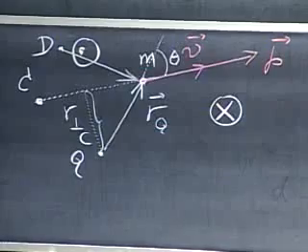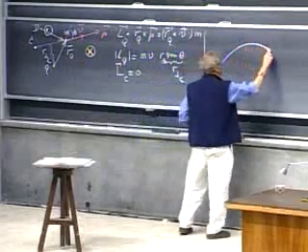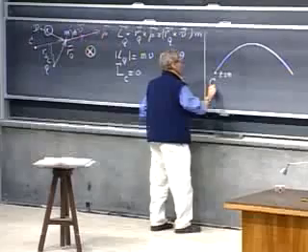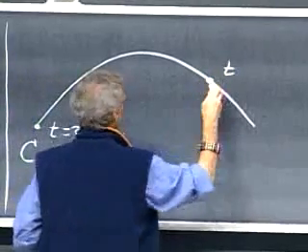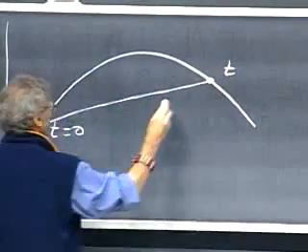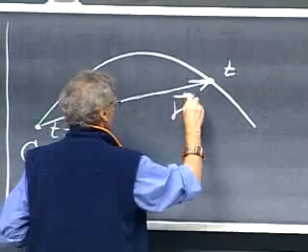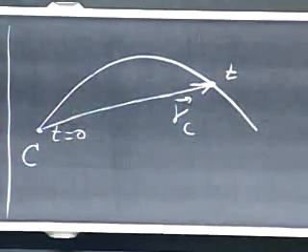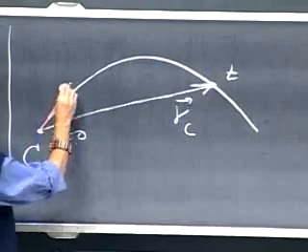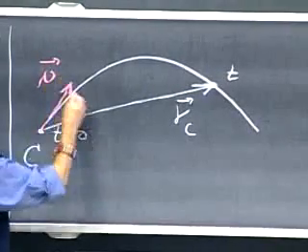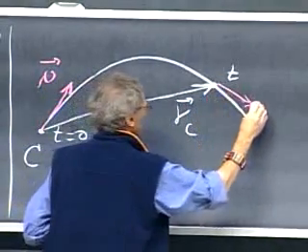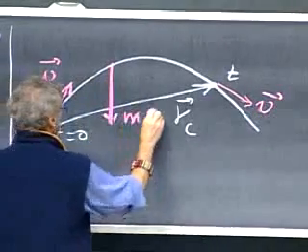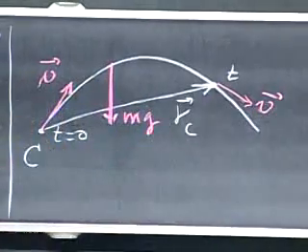Suppose I throw up an object, 26/100, and at time t equals 0, the object is here, and at time t, the object is there. So this then is the position vector at time t. The object starts off with a certain velocity, v, and a little later here, say, the velocity is like so. And there is, of course, a force on it, mg, which makes this curve.